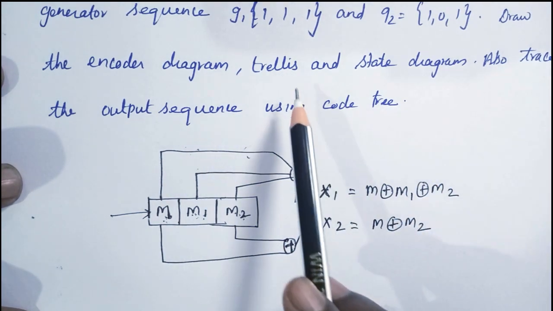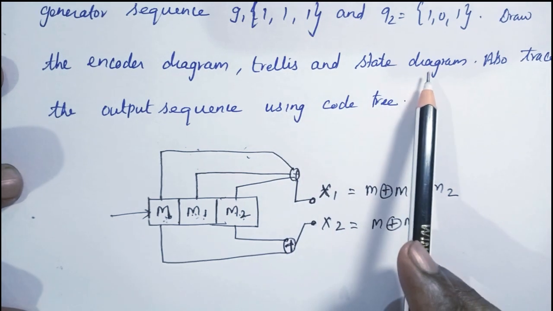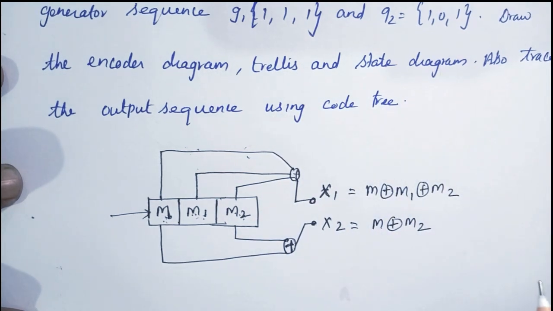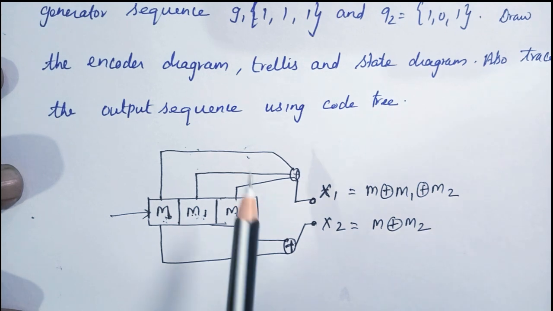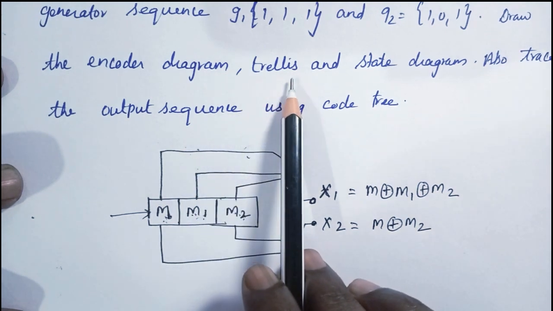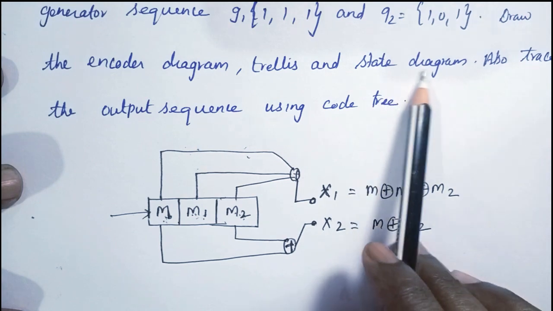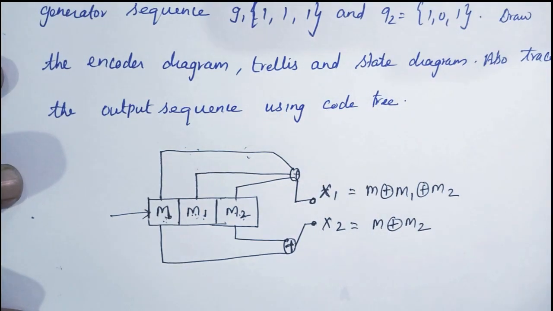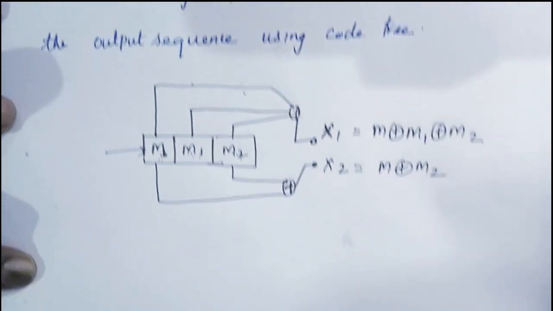So before drawing the state trellis and state diagram, it's important to draw the state table. The state table is very, very important, because if the state table is correct, it is very easy to draw the trellis diagram, the state diagram, the code tree and everything. So let's start with how to draw the state table.